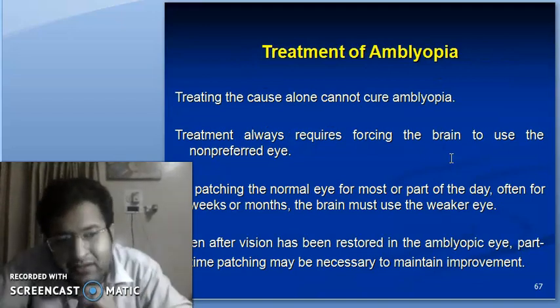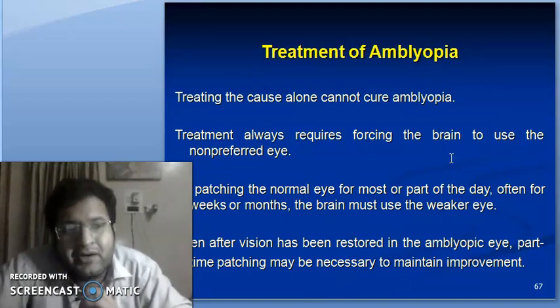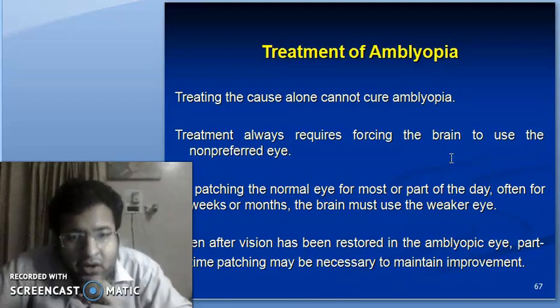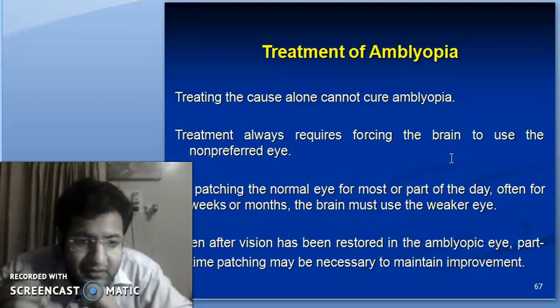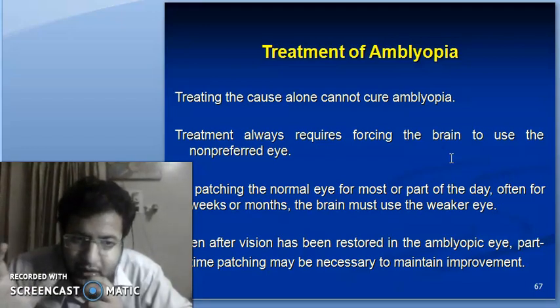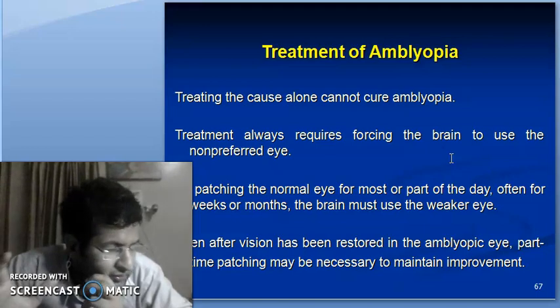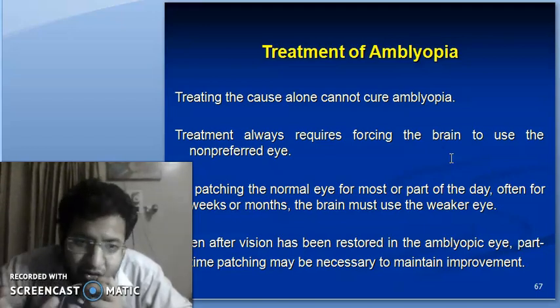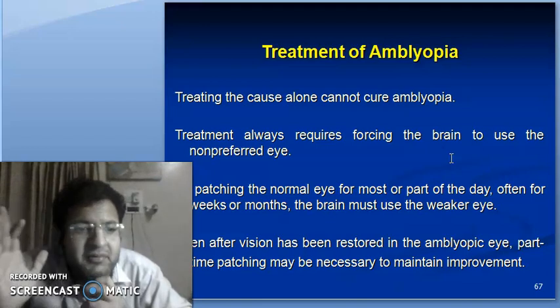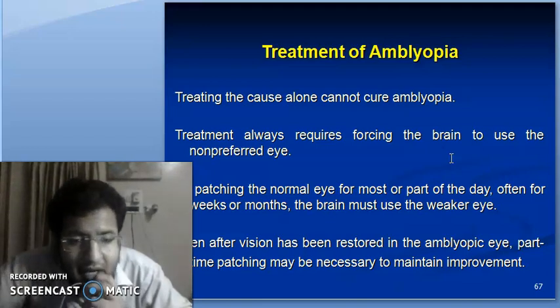How can we treat this amblyopia? Treating the cause of amblyopia alone cannot cure the amblyopia. Amblyopia is the immaturity of the visual pathway. Correcting the cause doesn't cure amblyopia. Amblyopia will still be present even if we correct the cause, and therefore the treatment always requires forcing the brain to use the non-preferred or non-fixating eye.